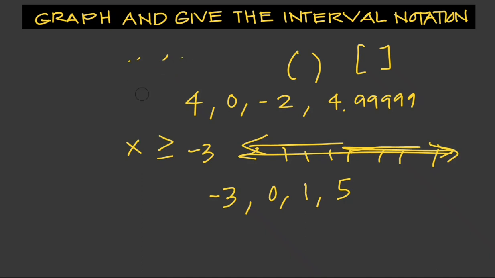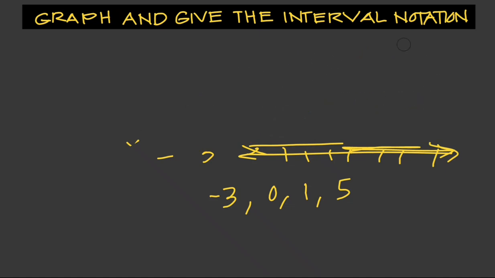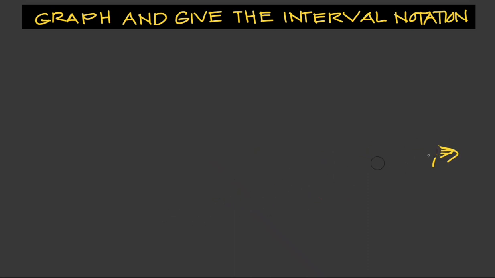Once the graph is drawn, we can quickly convert the graph into what is called interval notation. Interval notation gives two numbers. The first is the smallest value. The second is the largest value. So we can put our interval notation inside our brackets.